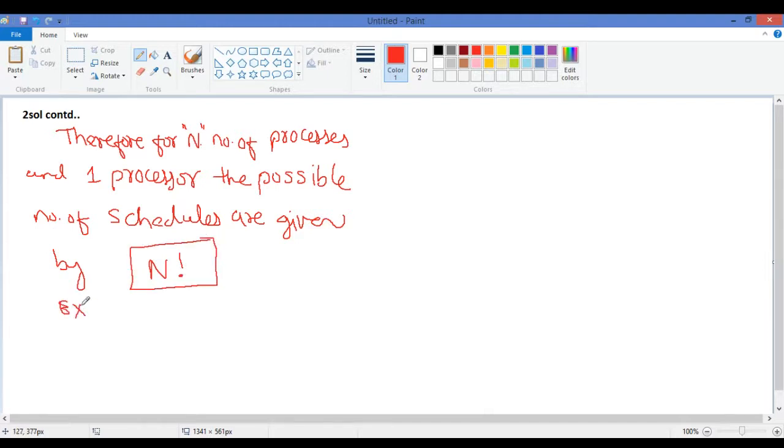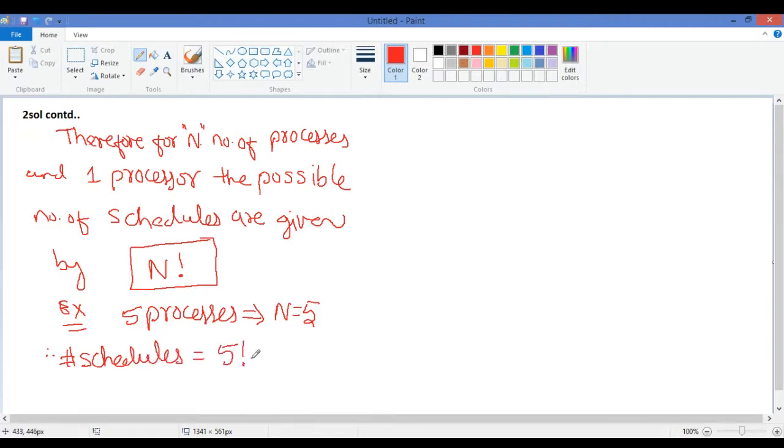So in the example he has given 5 processes. 5 processes means n is equal to 5. So therefore total schedules is 5 factorial. So how do you find out 5 factorial? 5 into 4 into 3 into 2 into 1. So this is equivalent to how much? 120. So total number of possible schedules are 120.